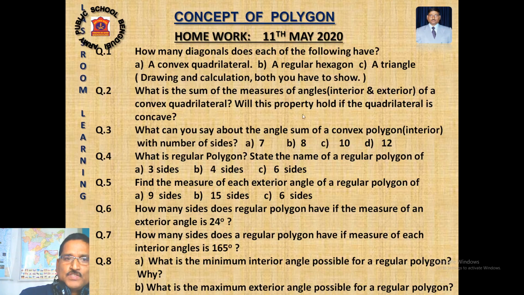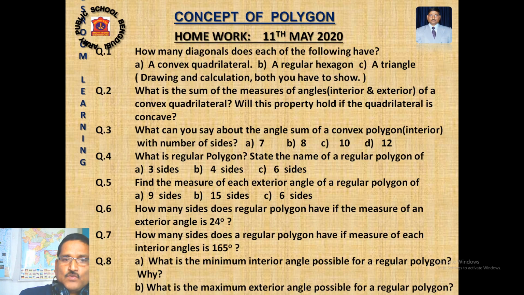Okay. First question is, how many diagonals does each of the following have? A convex quadrilateral. You just follow the formula n squared minus 3n by 2. You apply it in all cases, and you will get the number of diagonals. Here the question is draw and calculate. Drawing and calculation both you have to show. So you find the number of diagonals numerically and you draw on paper. You will draw a quadrilateral and find out how many diagonals it will have. Okay.